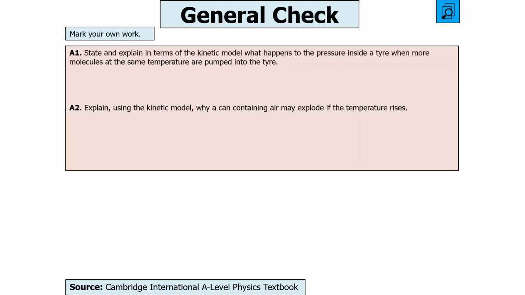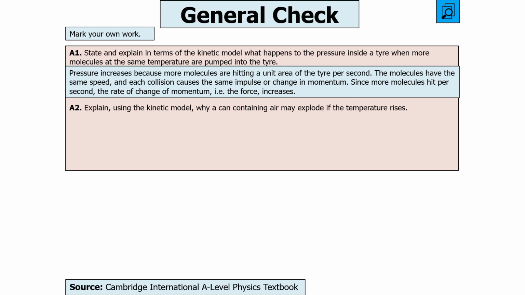Right, remember that pressure is caused by the change in momentum that the particles have on the side of a container. So the pressure increases because more particles are hitting a unit area of the tyre every single second. The frequency of collisions has gone up. So the molecules have the same speed because they've got the same temperature, and temperature links to kinetic energy. So each collision will cause the same impulse or change in momentum. Now since more molecules hit per second, the rate of change in momentum, which is the force, will increase, which increases the pressure.